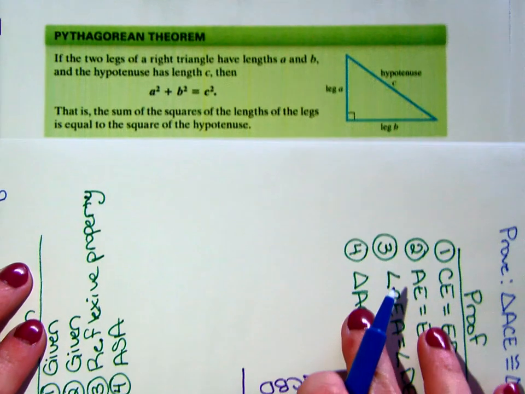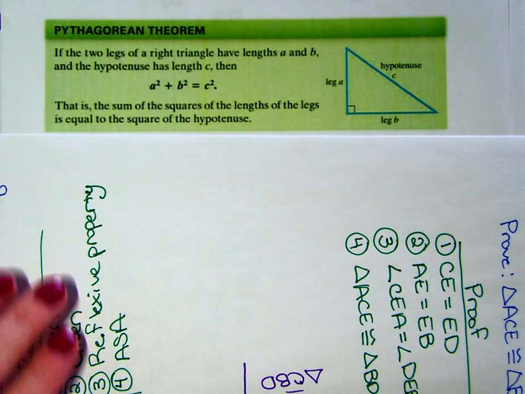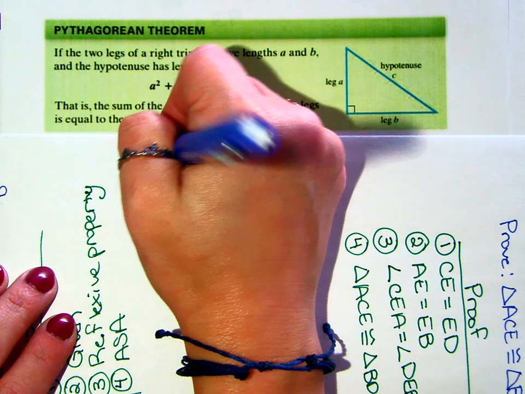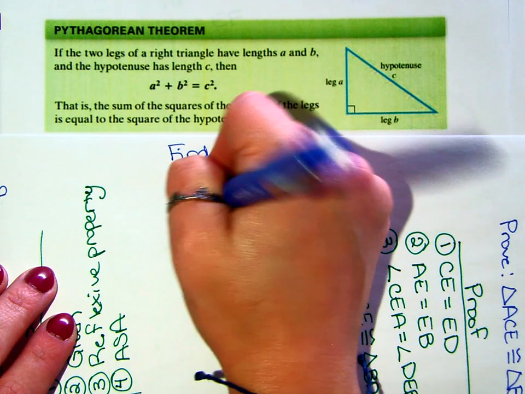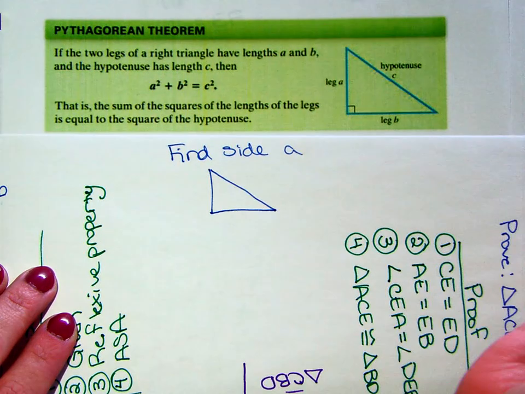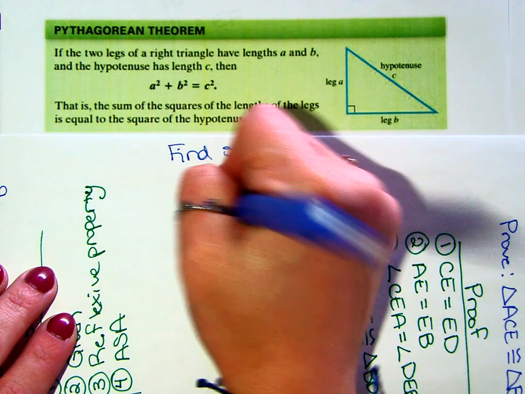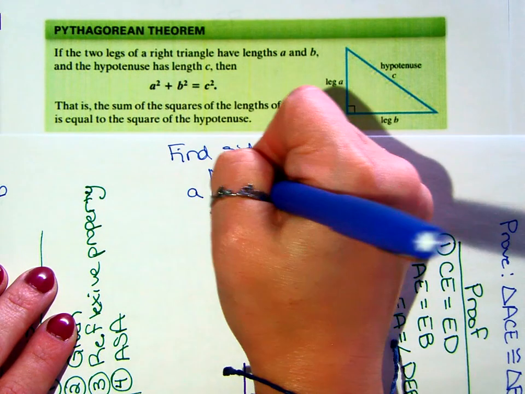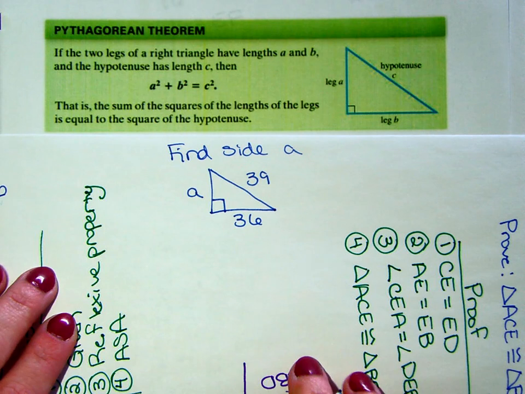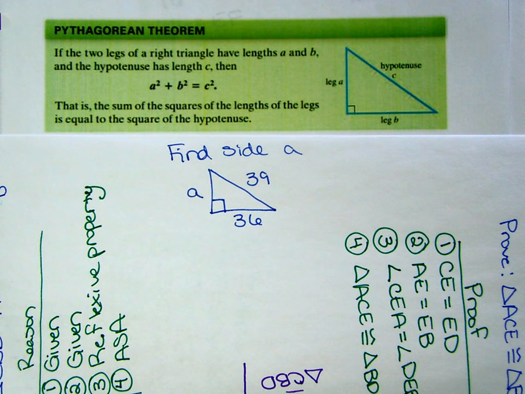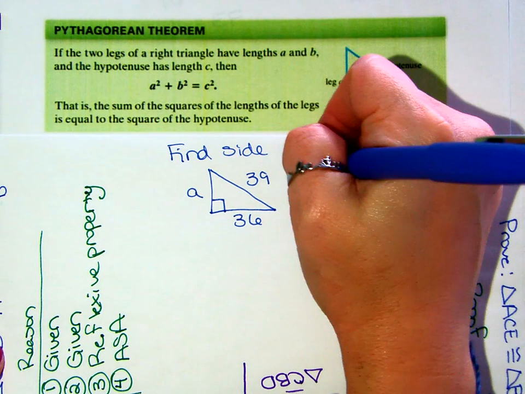It's telling us to find side A. And then it gives us a nice picture. We have a right triangle. We have side A. We know 39. We know 36. And that's all it gives us. But since it tells us it's a right triangle, I can figure out what side A is using my Pythagorean theorem because I know A squared plus B squared equals C squared.